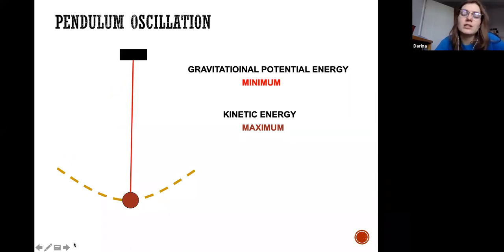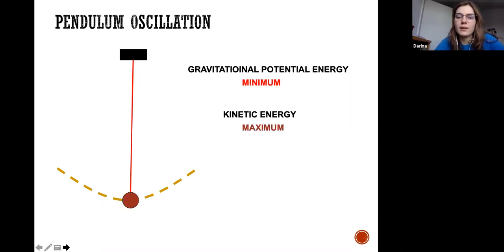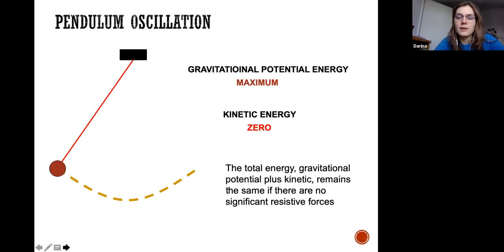So we just say GPE is at its minimum, kinetic energy at its maximum. And then when we get to the other side, again, same thing as on the left-hand side, the GPE is maximum, the kinetic energy is just 0, right? And it swings again and again.